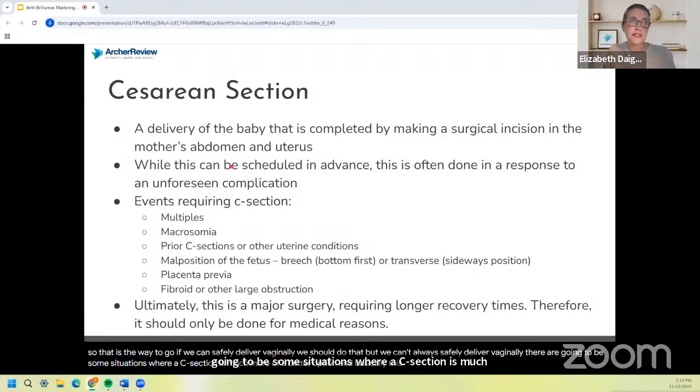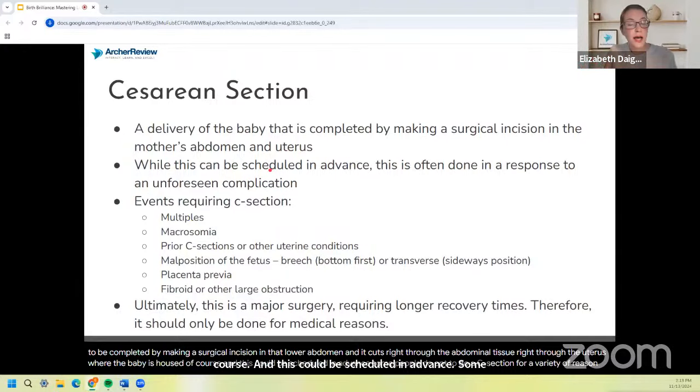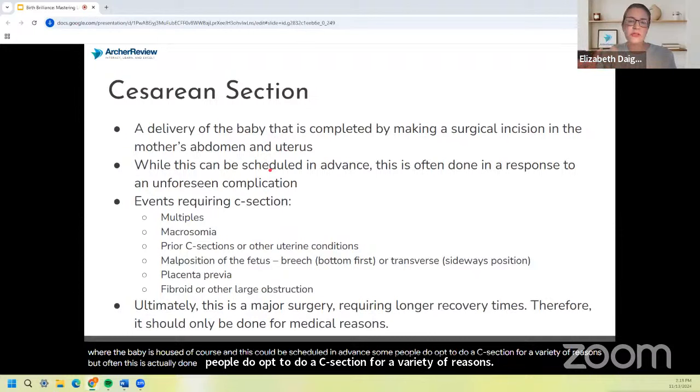And basically, this is a delivery where the baby is delivered, and it's going to be completed by making a surgical incision in that lower abdomen, and it cuts right through the abdominal tissue, right through the uterus where the baby is housed, of course. And this could be scheduled in advance. Some people do opt to do a C-section for a variety of reasons, but often this is actually done in response to an unforeseen complication. For example, if the mother is having a complication, like she's hemorrhaging all of a sudden, we're not going to waste time. We're going to take her emergently for a C-section in the OR.